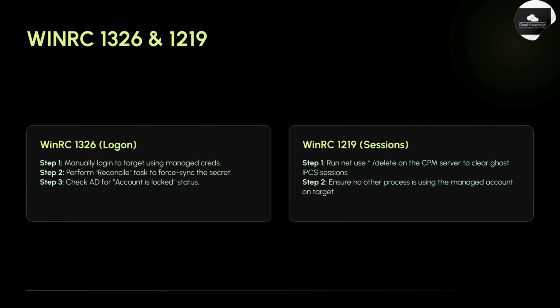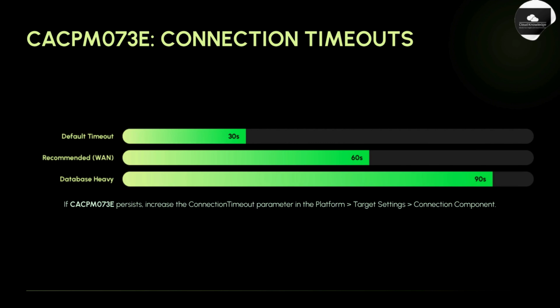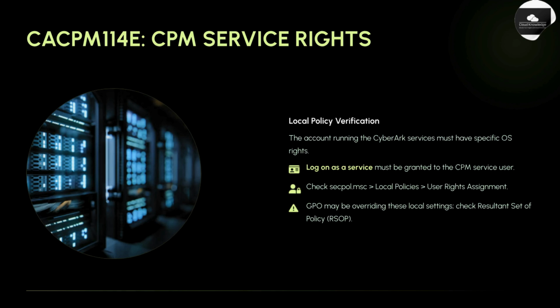WinRC 1326 is a logon failure. Try manually logging in and perform a reconcile task. WinRC 1219 is a session issue. Run net use * /delete on the CPM server to clear ghost IPC sessions. CACPM 073E signals connection timeouts. If this persists, increase the connection timeout parameter in the platform's target settings. Recommended timeouts vary based on network conditions and database load.